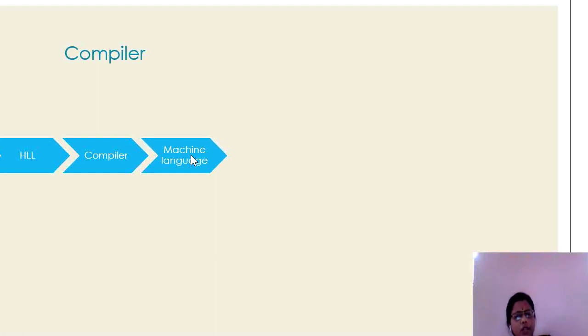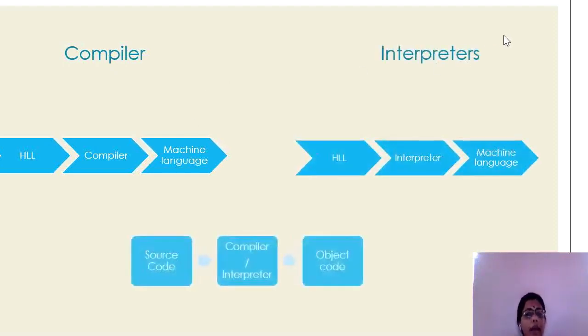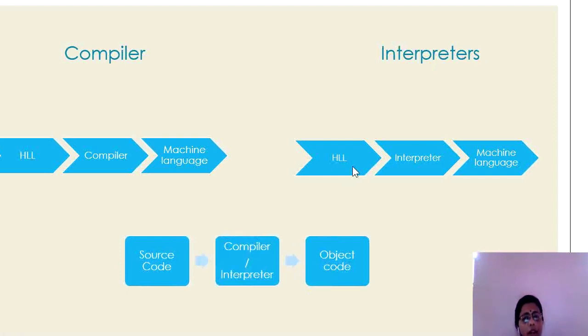Like in the last session, I gave you an example. If I am going to speak Spanish and you don't understand Spanish, what will you do? You will have a person sitting in between to translate my speech into your understandable language. What will that person do? He will also check for any errors, grammatical errors, and then correct them. The same way it is done by the compiler and also by interpreters. So the interpreter converts HLL, high level language, into machine language.